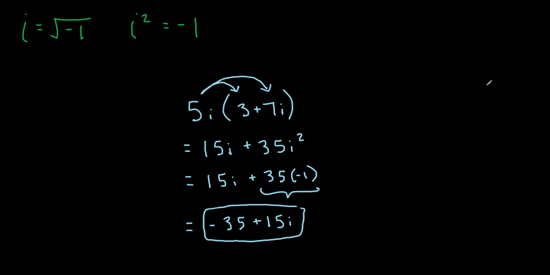And usually when we write these types of answers, if there is a constant such as -35, we write that first, followed by some number with an i.